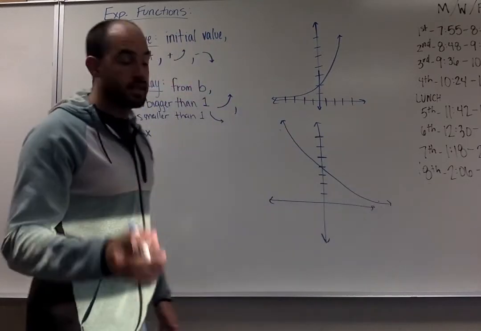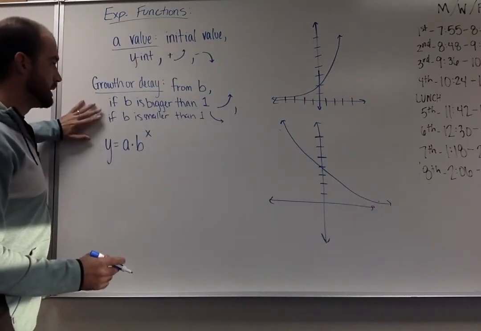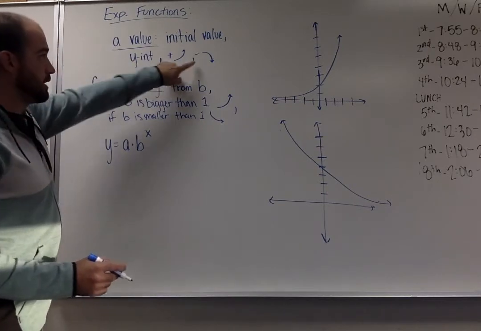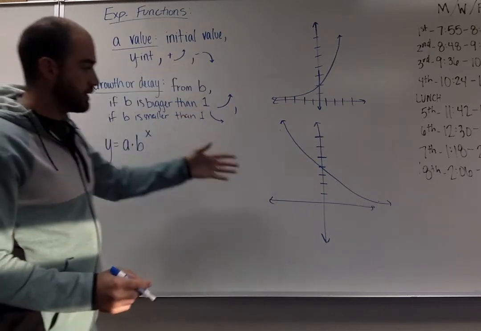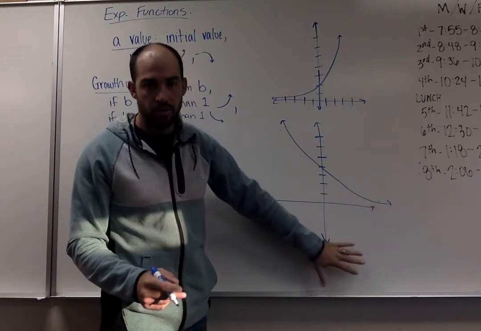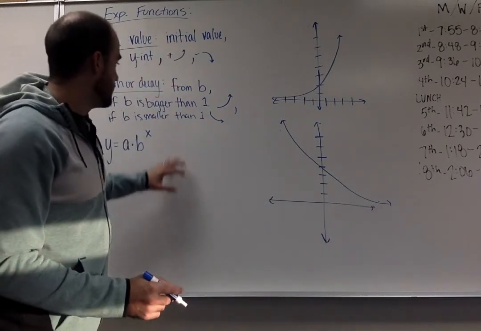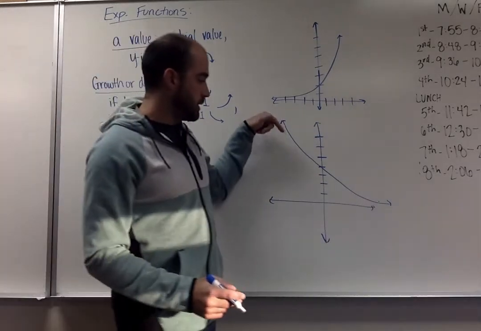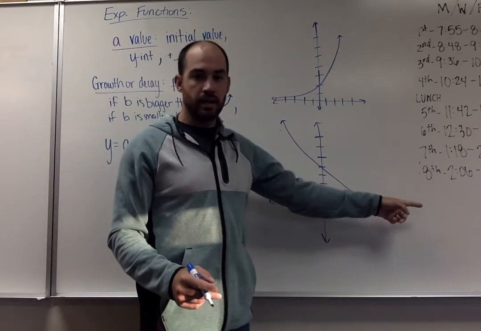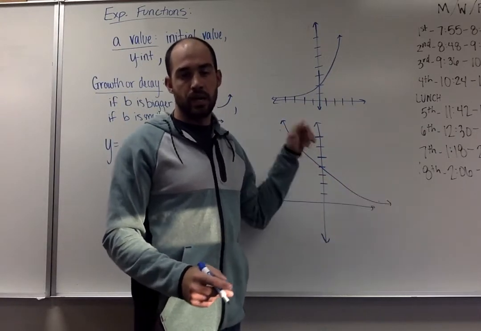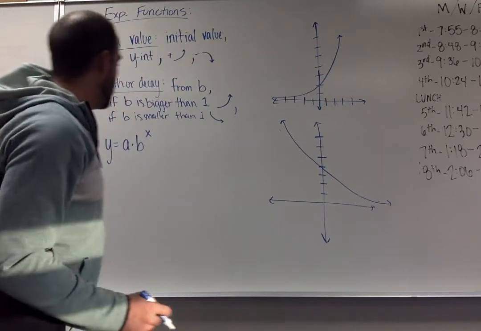Okay. There is a difference between our b being smaller than 1 and our a value being negative. Our a value being negative flips it over the x-axis, so it'll be down here. When b is smaller than 1, it's still above the x-axis, but it's got that decreasing slope that you guys can see there.